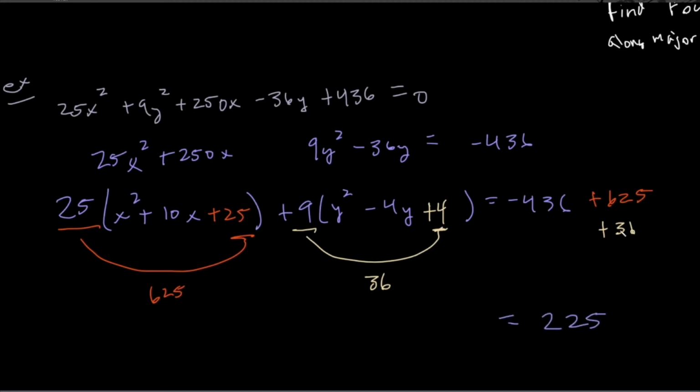Negative 436 plus that. So I'm left with, and I can finally factor, I get 25 lots of x plus 5 squared. Remember, keep the sign, divide by 2, plus 9 lots of y minus 2 squared. Keep the sign, divide 4 by 2.